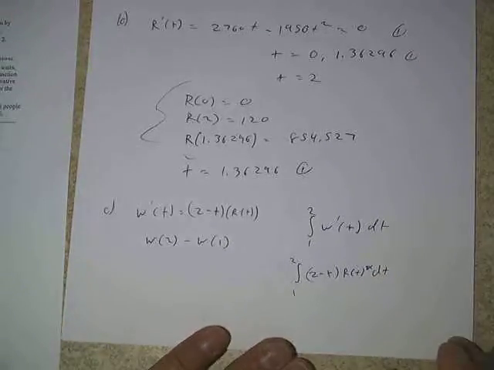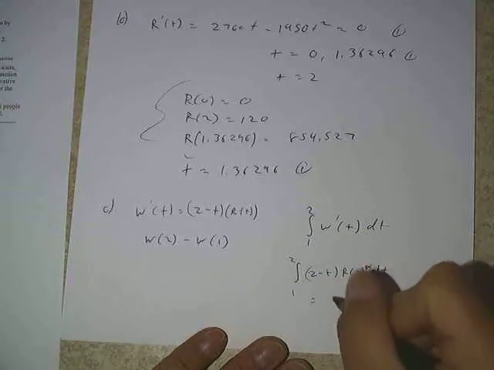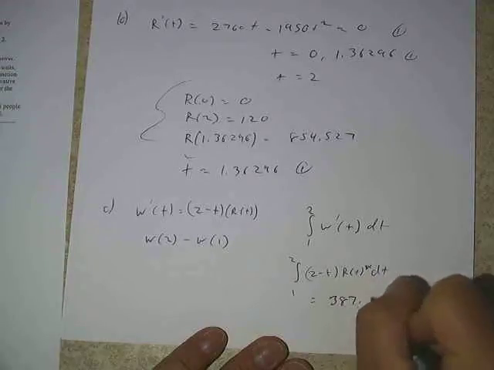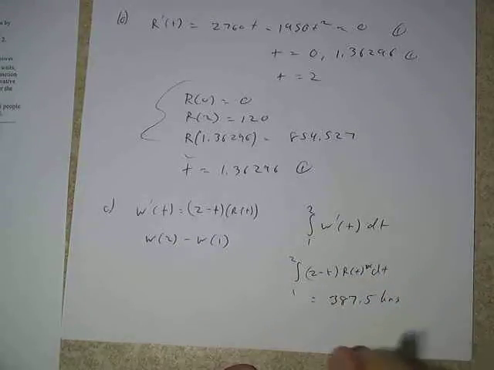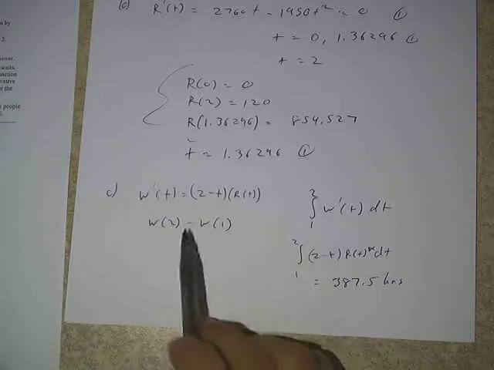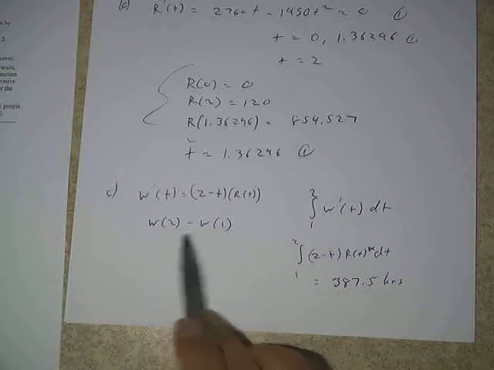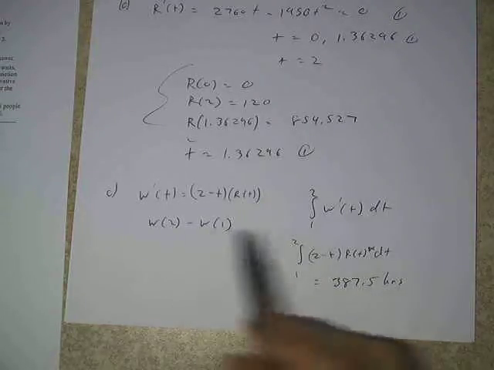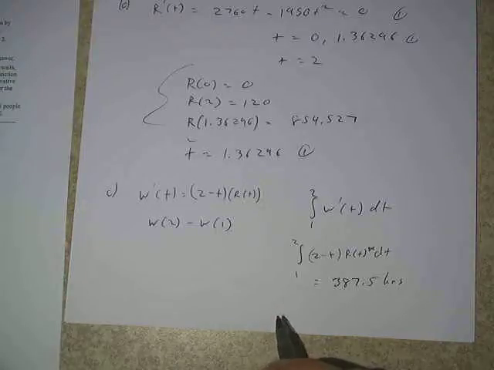Alright, so the question is, can we actually find an answer for this? Well, the answer, of course, is yes, certainly. This is just (2 - t) times r of t, and don't we know what r of t is? Isn't that the function that we had up above? So it's just a definite integral problem, and it's a calculator problem. If you punch it in your calculator, the answer is 387.5 hours. Again, that would be the total wait time for all the people that entered the building after time 1.